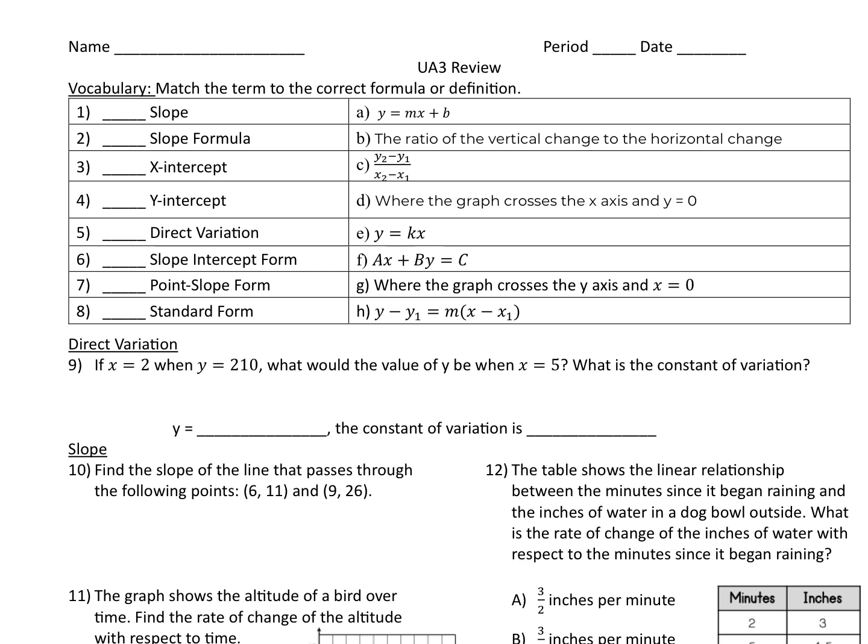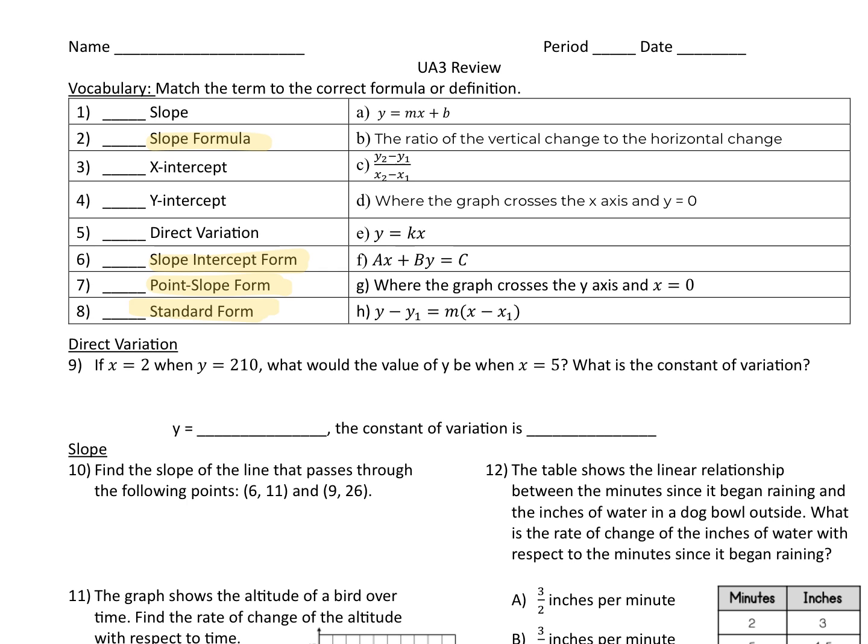We're going to review for our test on Thursday. We're going to start with looking at some of the vocabulary. A lot of this vocabulary can be found in your formula chart on the front of your journal. So standard form, point slope, slope intercept, and the slope formula, these are all on your formula chart.